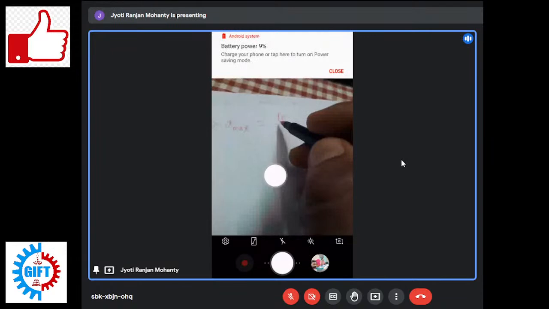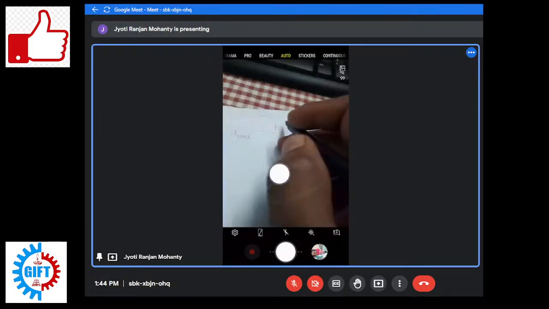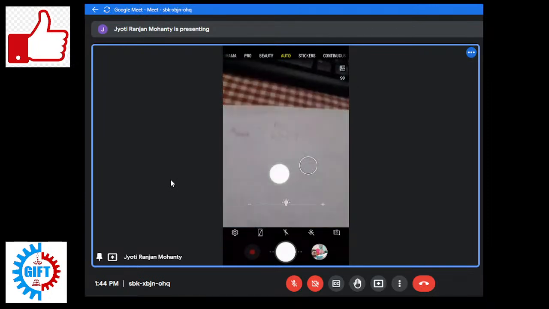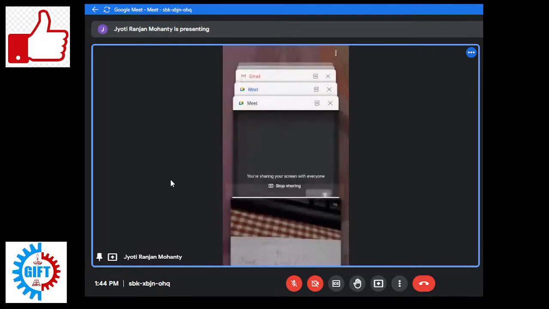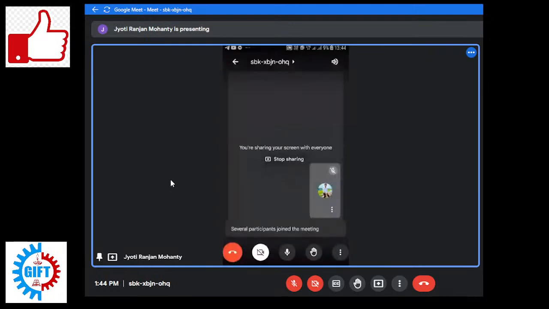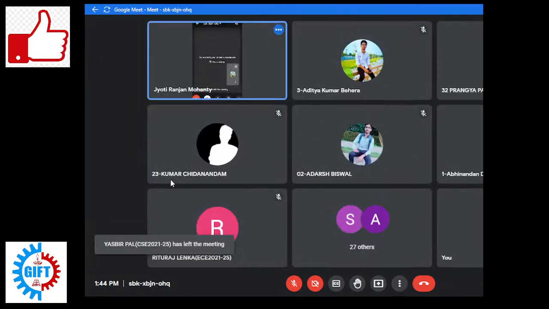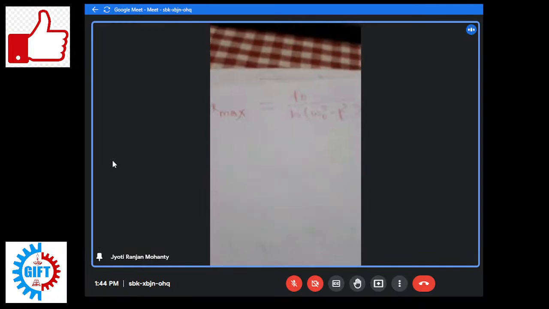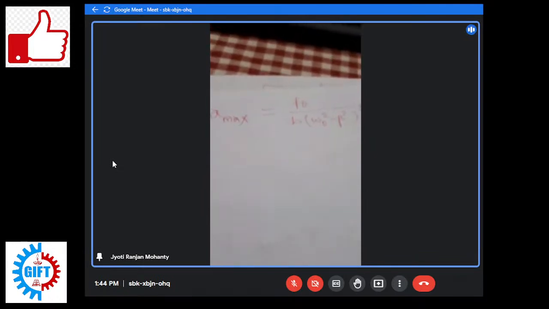F0 divided by B omega naught square minus beta square, 1 by 2. So this is the expression. Okay. So A max is equal to F0 divided by B omega naught square minus beta square.